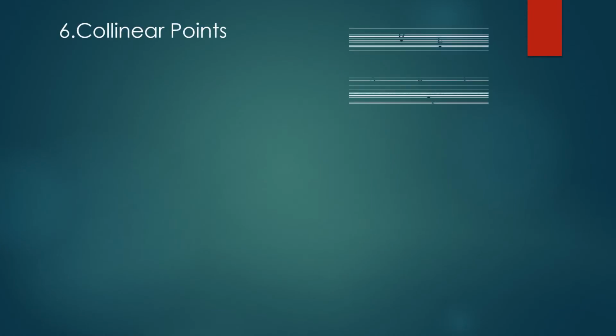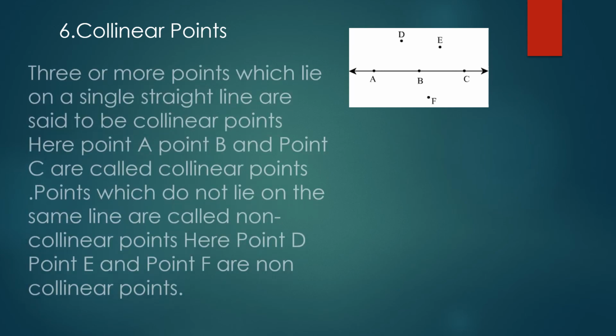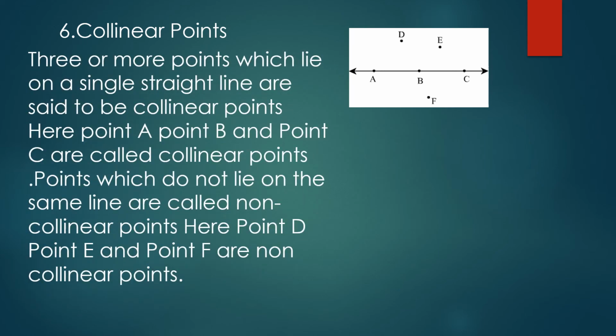Collinear points. Three or more points which lie in a single straight line are said to be collinear points. Here in the figure, you can see point A, point B and point C are in the same line. Therefore, point A, point B and point C are collinear points.